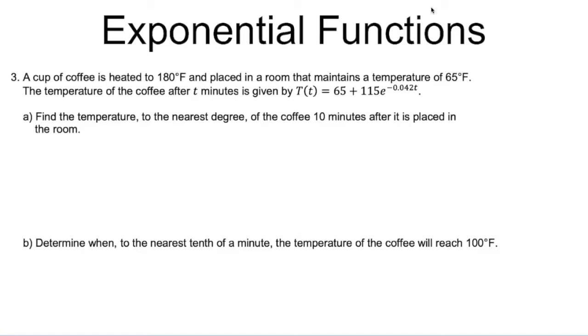So it wants us to find the temperature to the nearest degree of the coffee 10 minutes after it's placed in the room, and then determine to the nearest tenth of a minute when the temperature of the coffee will reach 100 Fahrenheit. So no unit conversions to worry about here. And we will start again using our graphing calculator.